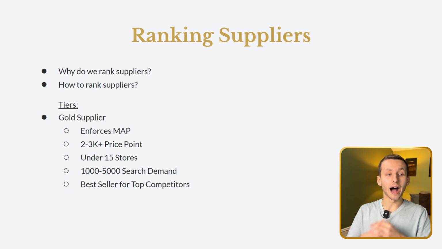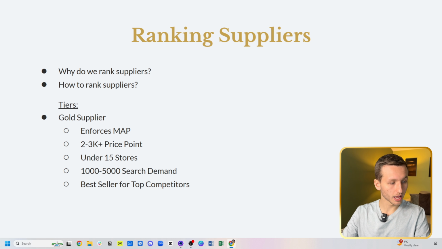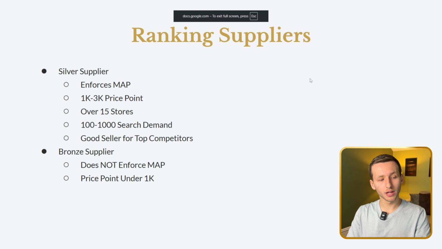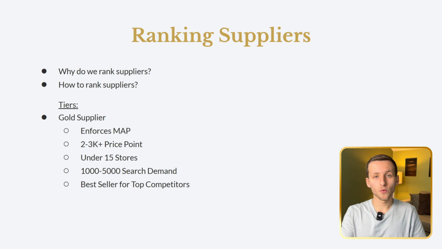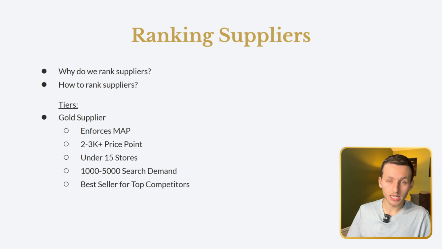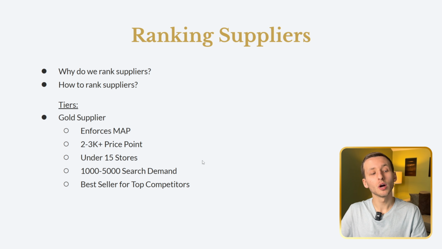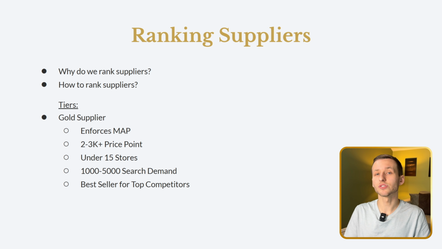All right, so I rank suppliers in 3 ways. There are gold suppliers, silver suppliers, and then bronze suppliers. Here is what a supplier needs to have to be ranked gold, silver, or bronze. A gold supplier will enforce MAP, will have a $2,000 to $3,000 plus price point, will have under 15 stores, will have 1,000 to 5,000 search demand, and will be a bestseller for top competitors.